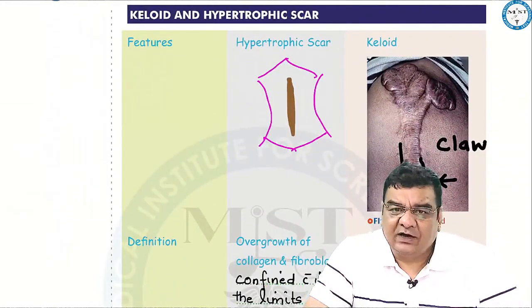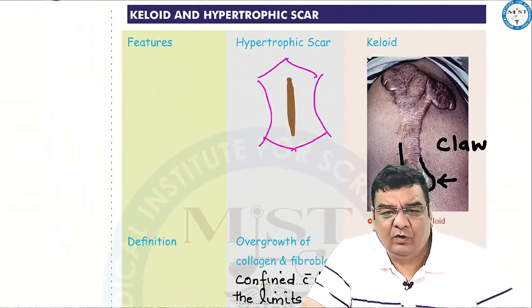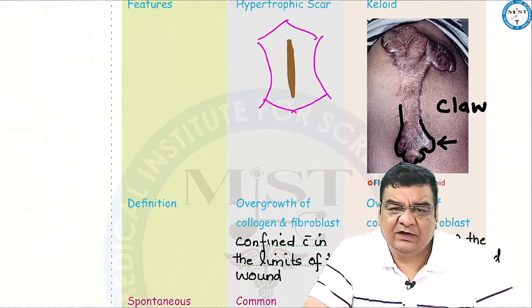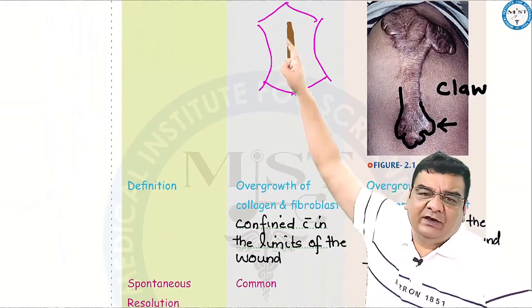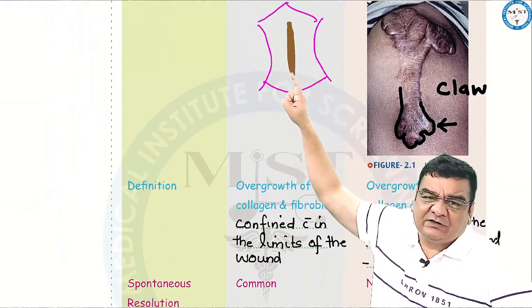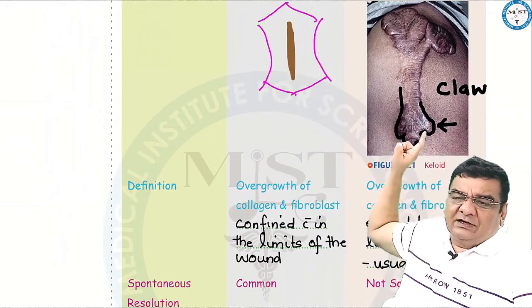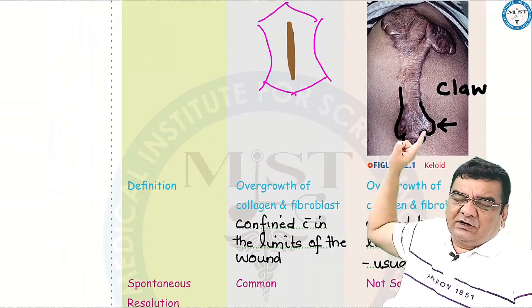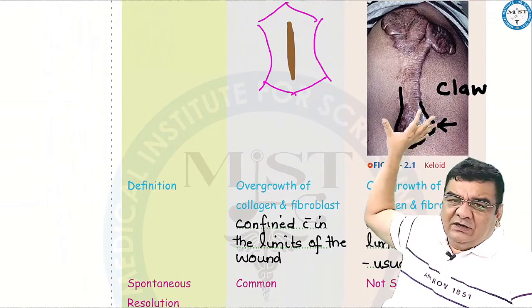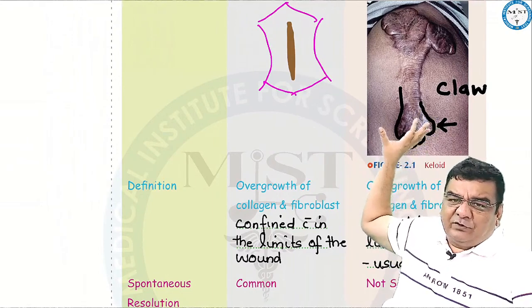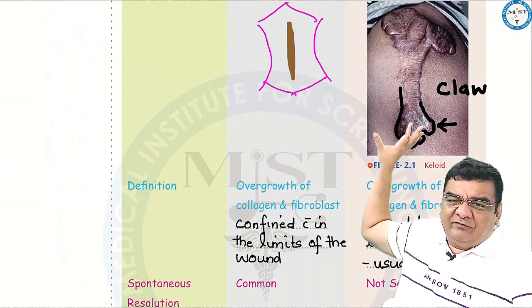Keloid and hypertrophic scar. This is simply overgrowth of collagen and fibroblast. If the scar remains confined within the limits of the original wound, it is a hypertrophic scar. If the scar extends beyond the limits of the original wound, that is a keloid. Usually this extension is in a claw-like manner. Keloids are more commonly seen in blacks, Afro-Caribbean people, and more commonly seen in females.